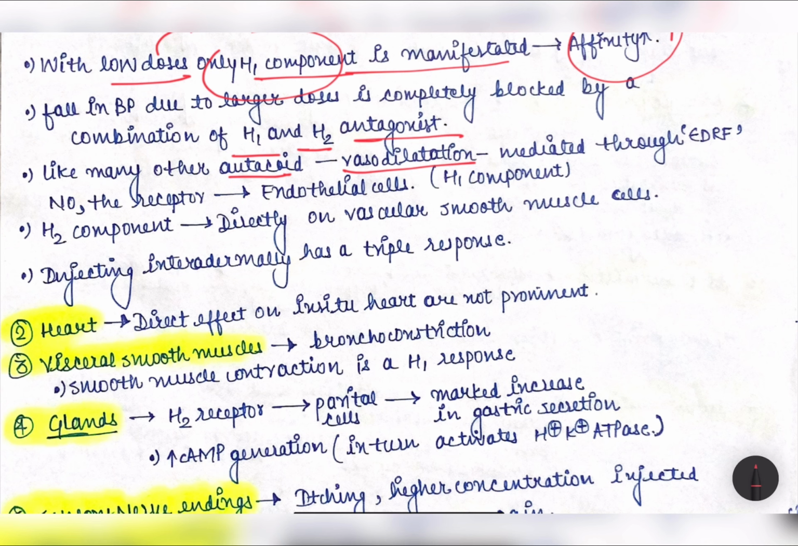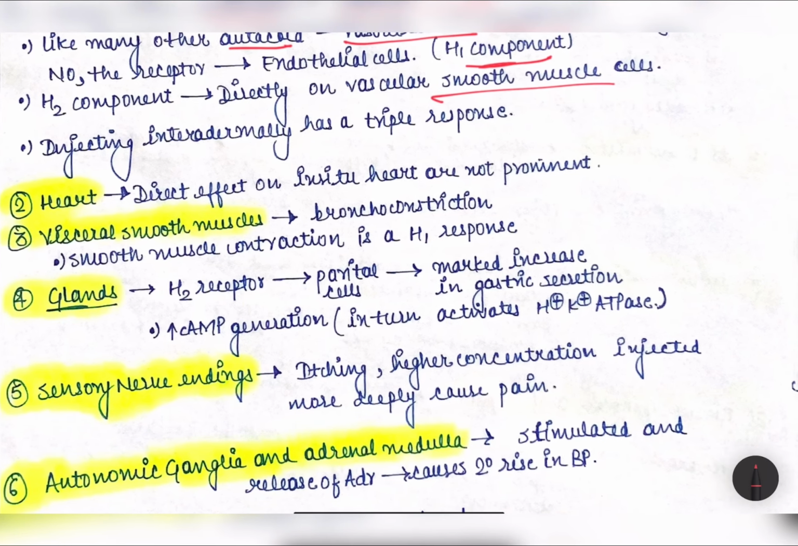It is partly because of the H1 component and is indirectly mediated through EDRF. What is EDRF? It is endothelium dependent relaxing factor, which means nitric oxide, and the receptors are present on endothelial cells. This is mainly because of the H1 component, but the H2 component has a direct action on the vascular smooth muscle cells. When we inject it intradermally, it has a triple response.